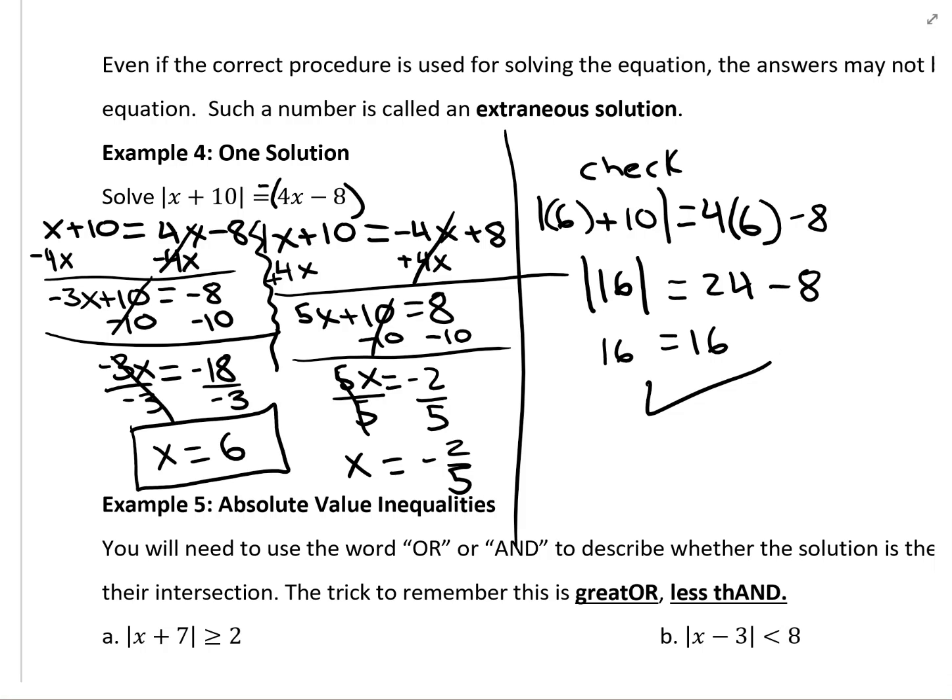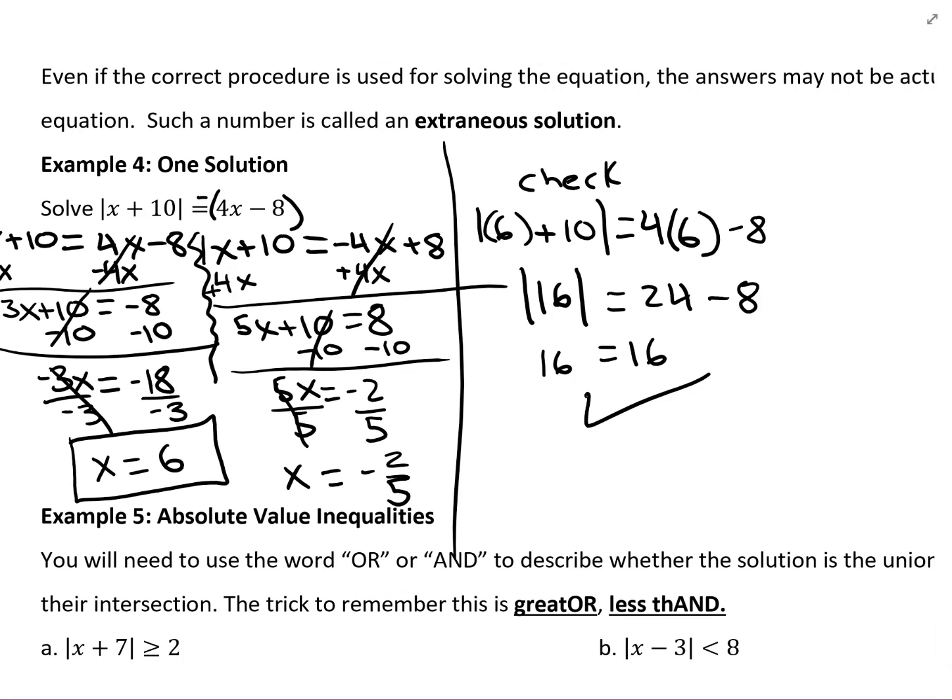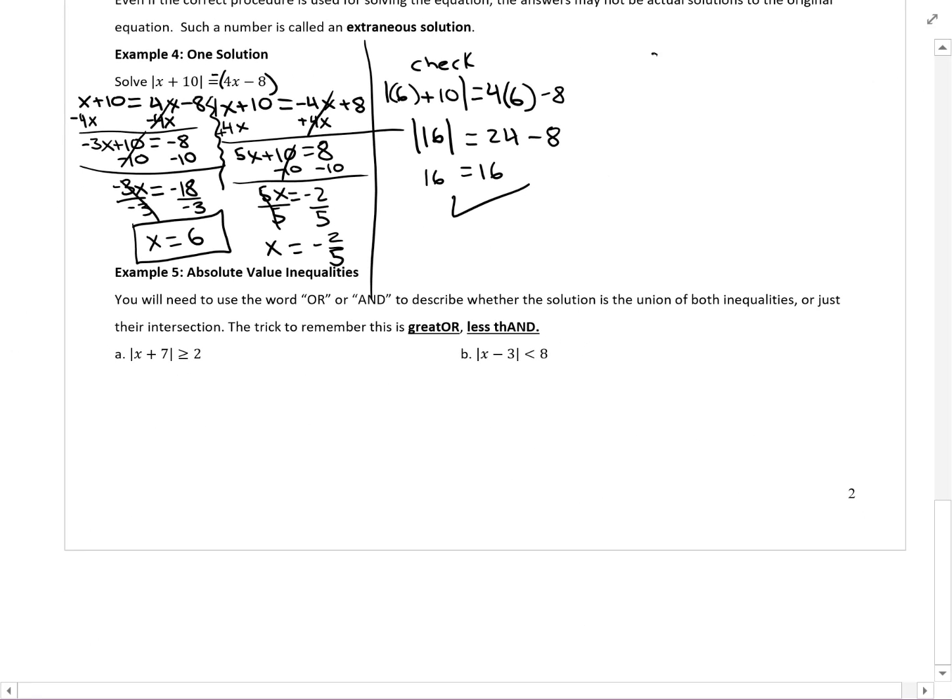Now we'll check the other solution, negative 2/5. Check. So you write absolute value of negative 2/5 plus 10 equals 4 times negative 2/5 minus 8. Trust me, I tried to find a problem that wasn't so nasty with all the fractions, but this is the best one I could find.